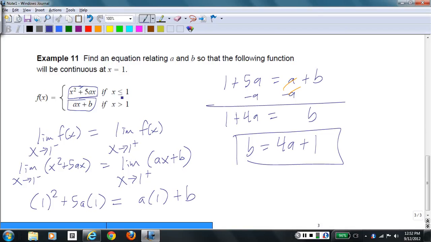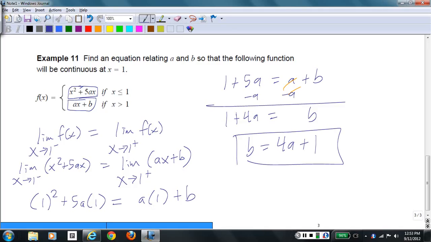If I didn't have the or equal to bar, it would be undefined at 1. And there would be no way to choose a and b to make it continuous, because even if we defined the limits so that they were equal and the pieces of the graph met, there would still be that hole. So I have to have the or equal to bar in order for it truly to be continuous.